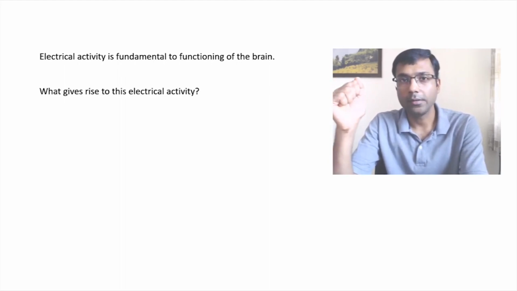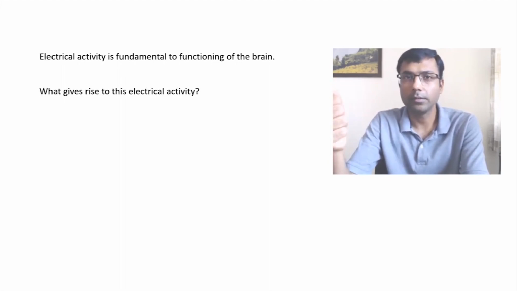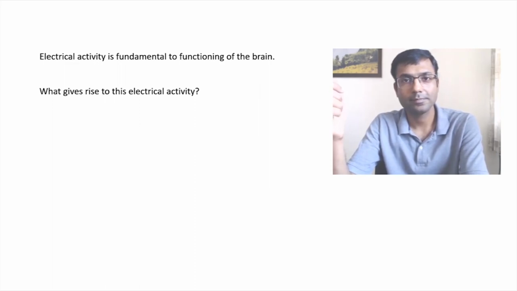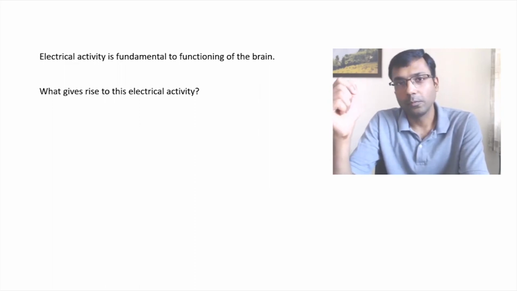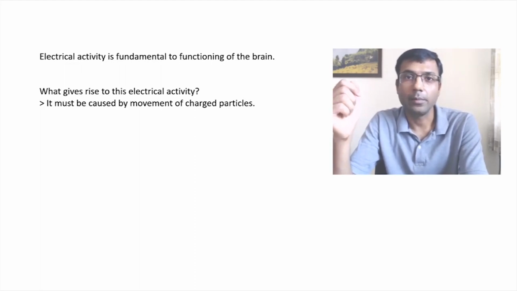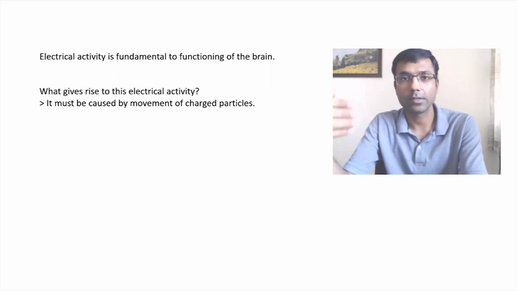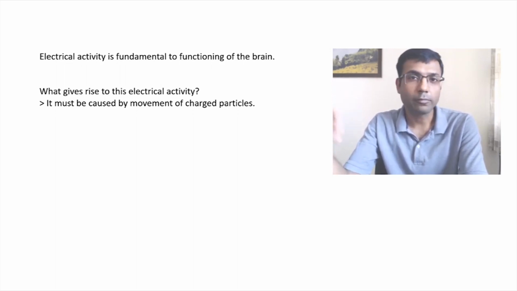So can you pause your video and think about what might be the origin or what might be the source of this activity inside each of these neurons? Okay, so the activity is actually generated by the movement of charged particles. And this is true in other cases also. Inside a battery, it's the movement of electrolytes that causes the generation of electricity. Inside a metal wire in an electrical circuit, it's the movement of electrons that causes electricity. So in the case of brains also, it's the movement of some charged particles.